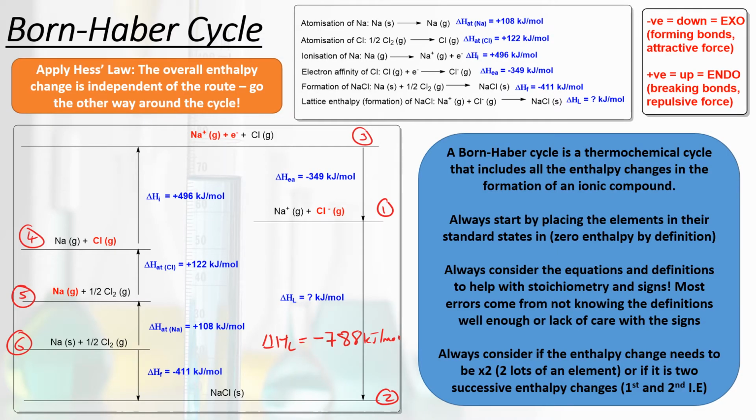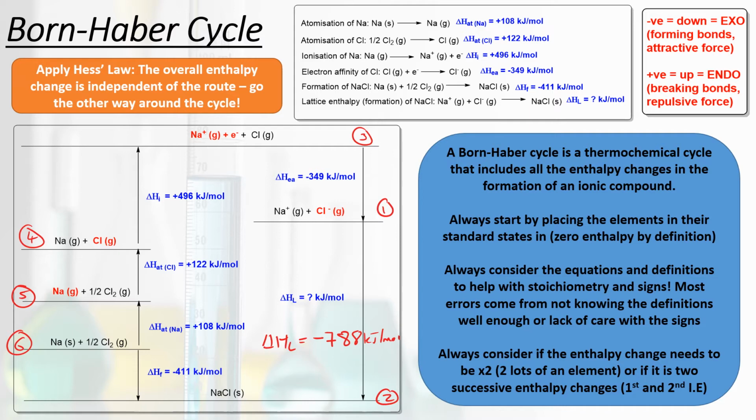So this then leads us on to Born-Haber cycles. Now, a Born-Haber cycle is a thermochemical cycle, like a Hess's law cycle was, but it includes all of the enthalpy changes for the formation of an ionic compound. So for our Hess's law cycles, we were often thinking about using enthalpy changes of formation, enthalpy changes of combustion, to work out the enthalpy change of a particular reaction. Born-Haber cycles are a specific type of thermochemical cycle that deal with the formation of ionic compounds.